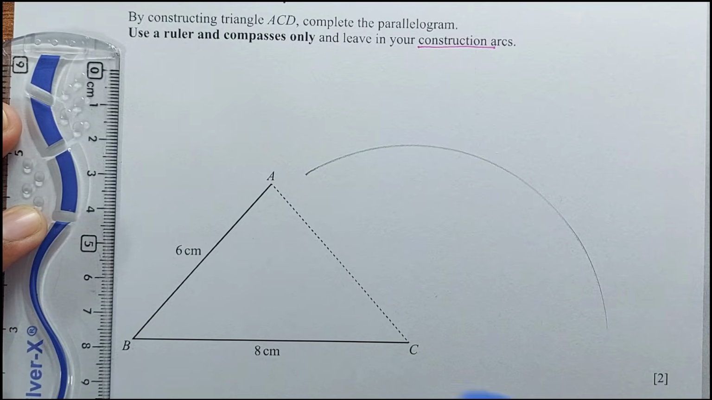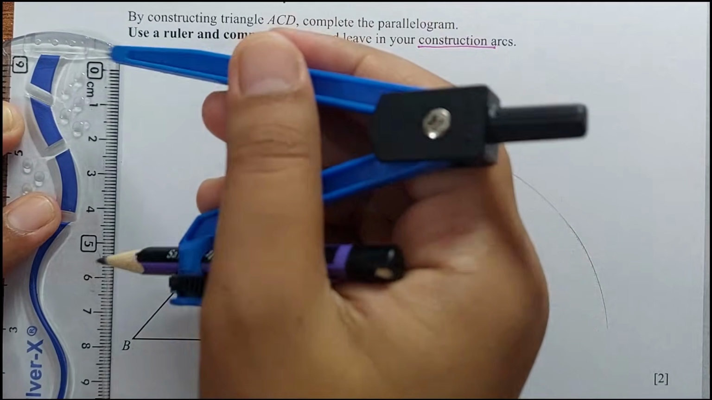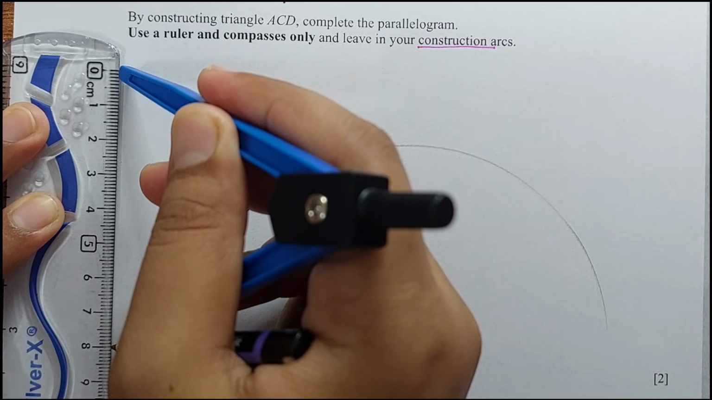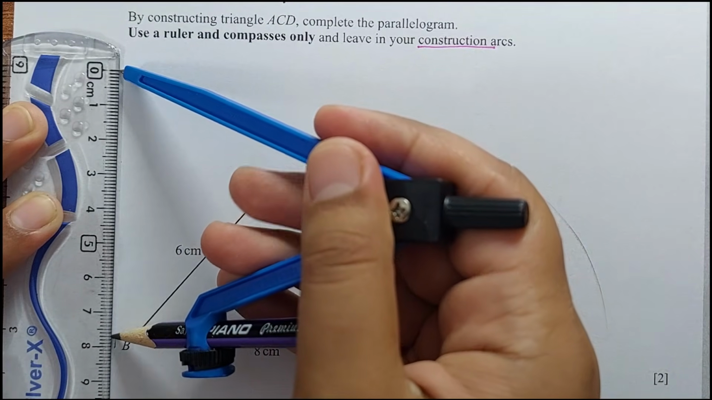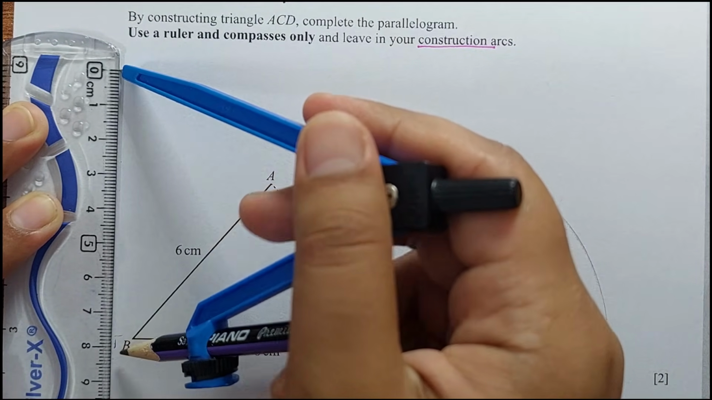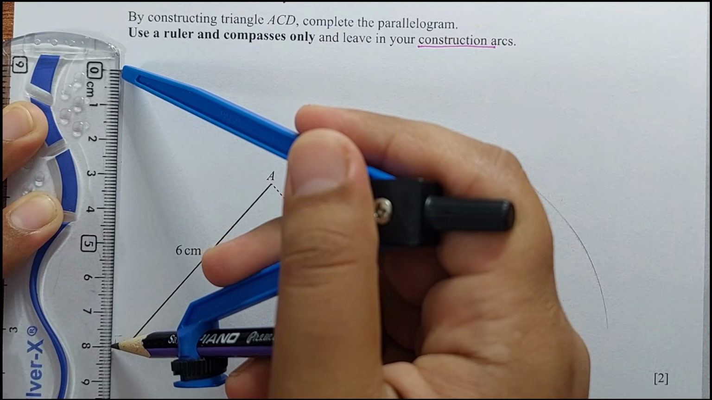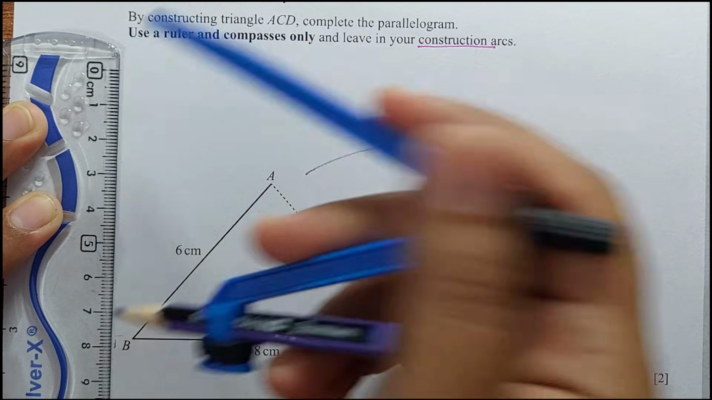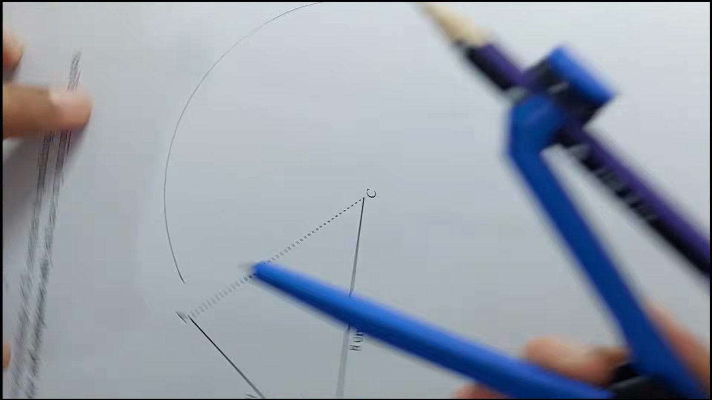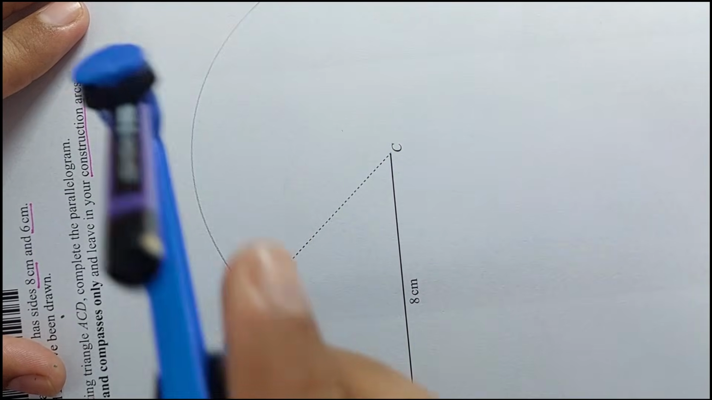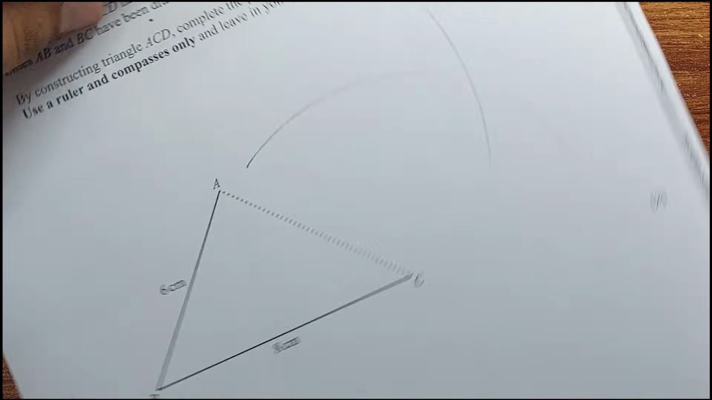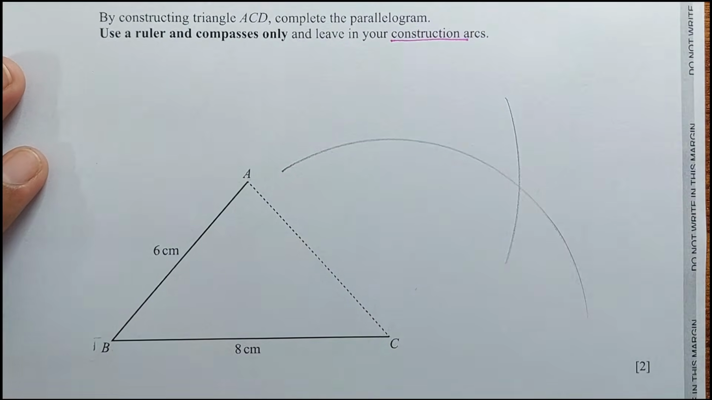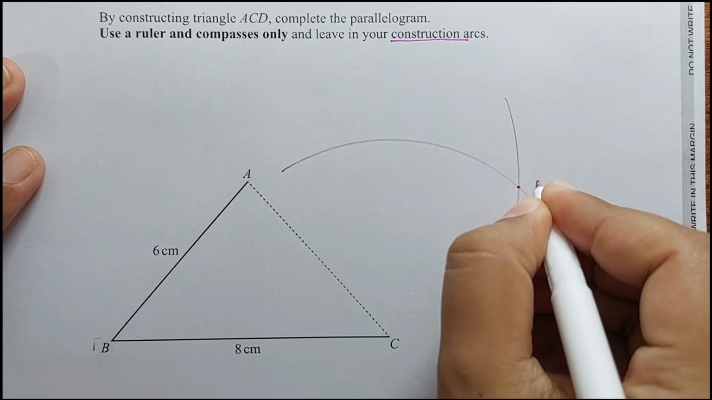Open the compass to a length of 8. This is from 0 and this is 8. You can see, not exactly 8. A bit wider. Yeah, that's 8 now. Put it on point A and draw the arc. Now the two arcs intersect at this point, and that is point D.